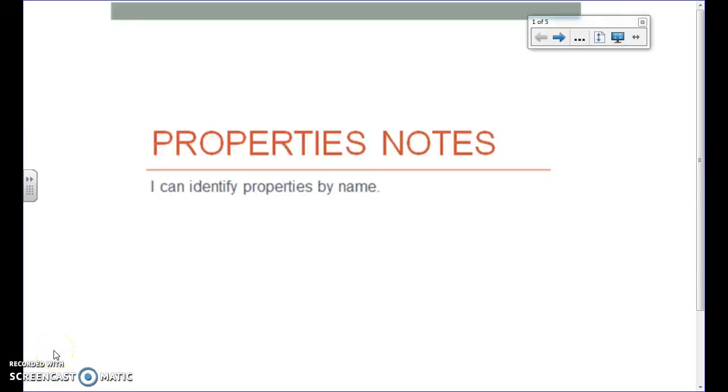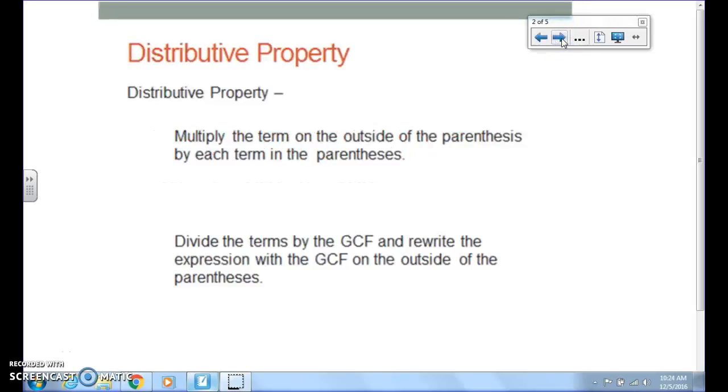All right, this is Mr. Gillum, and today we're going to look into some properties so we can really understand how these expressions work, how we can evaluate these expressions, and why we can do what we can do. The first property is the distributive property. I know this is review because we practiced this one several times.